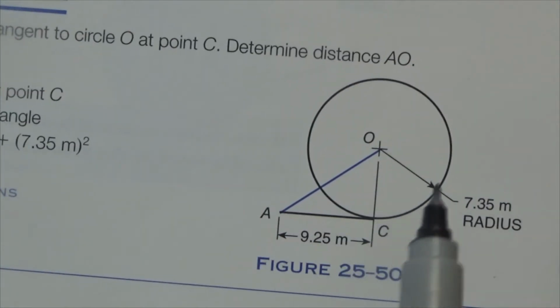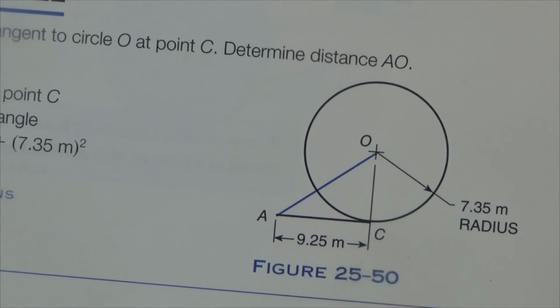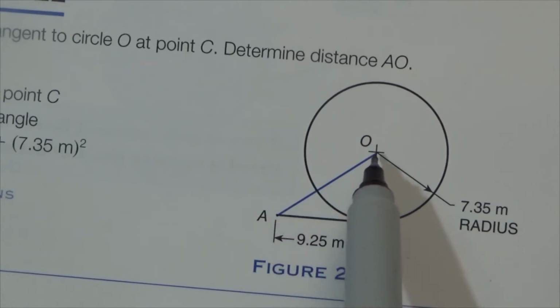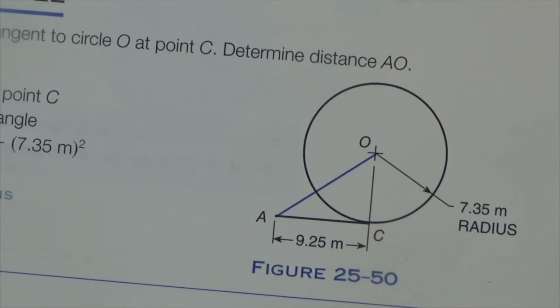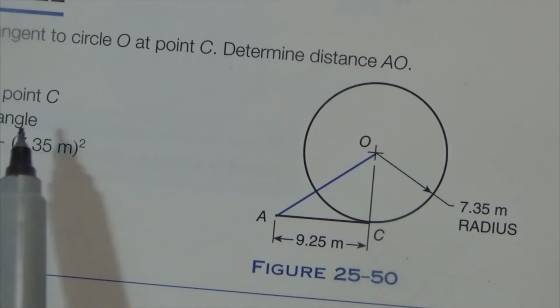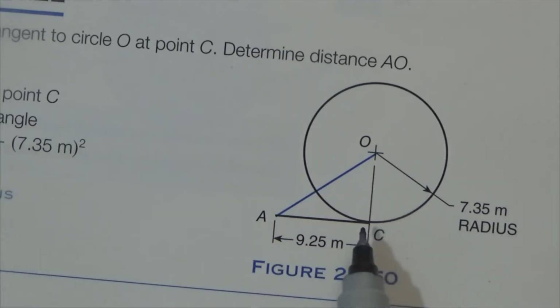Okay, so our goal here is to find the distance from this point to that point. All right, so we have this, so we know that this is a right triangle right here because we know that this is a tangent line. It says in the instructions that AC is tangent to the circle. So that means that this is a 90-degree angle right there. So that's a right triangle.